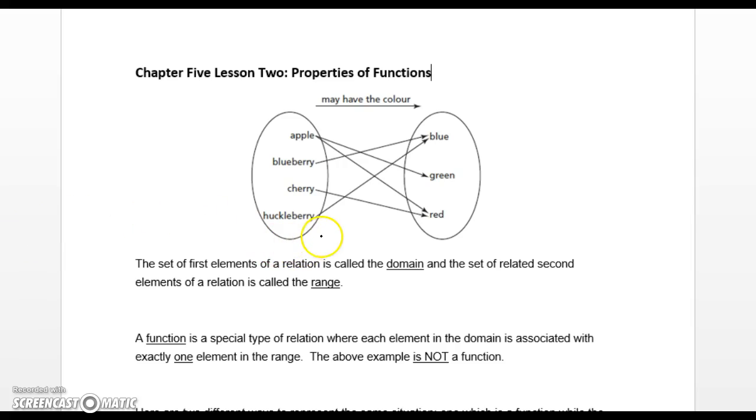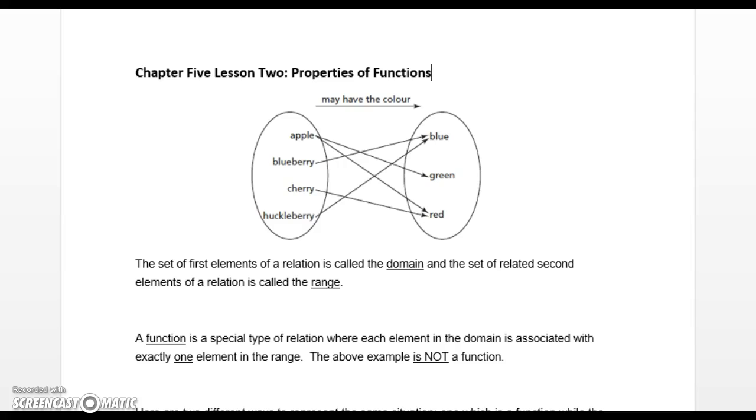So in our first one here, we're talking about the types of fruit, and it talks about what kind of association they have, which is that they may have a color, and then it talks about which colors they can actually be. The first set, the first elements, our left side here, is what we call the domain, and then our second set here represents something that we call the range.